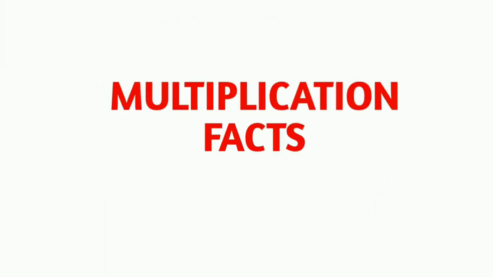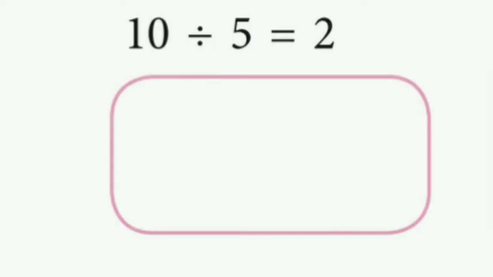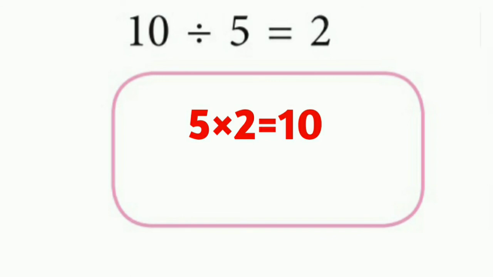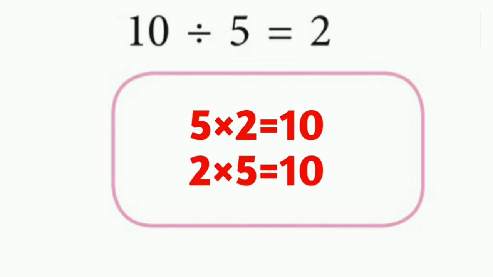In the same way, we can write the multiplication fact. If a division fact is given, we can write its multiplication fact. Here we have 10 divided by 5 equals 2. So as you know, 5 2s are 10. So our first multiplication fact will be 5 multiplied by 2 equals 10. 5 2s are 10. And in the second one, we will write 2 5s are 10. So these are our two multiplication facts.